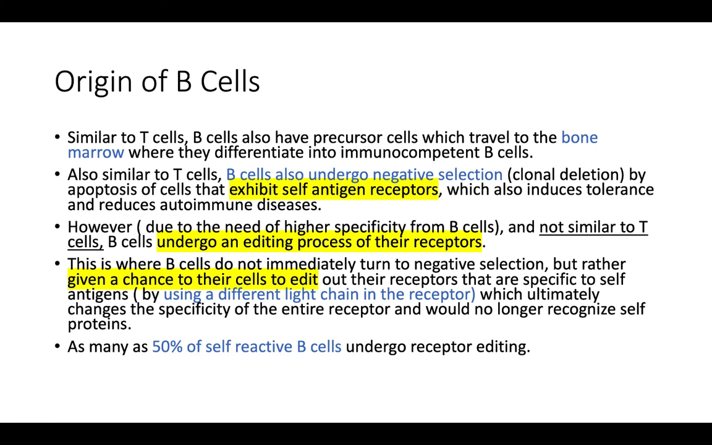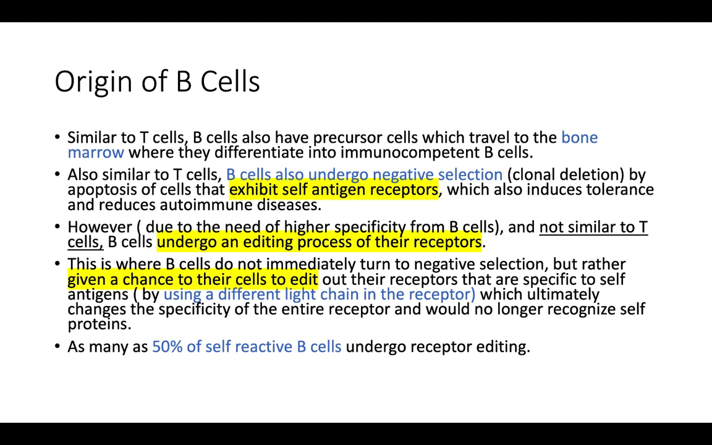What I'm looking for here is that they don't have the T cell receptor, they have the B cell receptor, which is IgM. So by apoptosis, the same thing, I can do negative selection. If you react to self antigen, there's still negative selection here. But because I need a larger diversity of IgM, the cells that recognize self, I don't kill the B cells the first time.